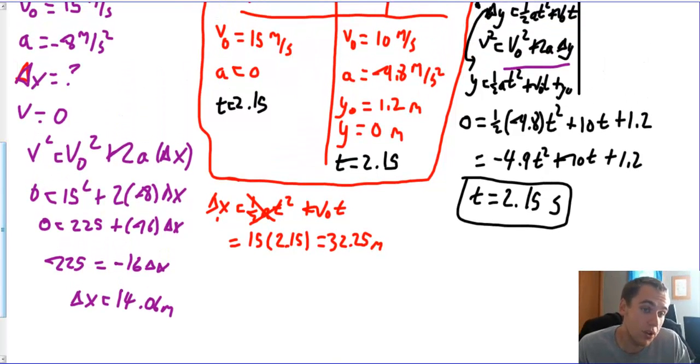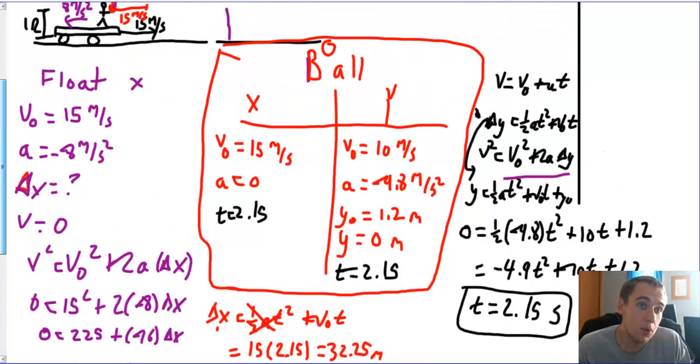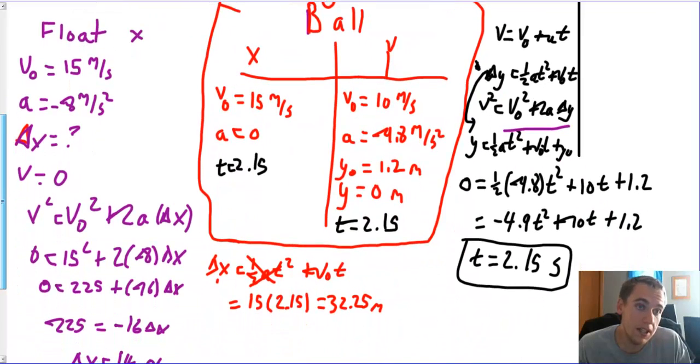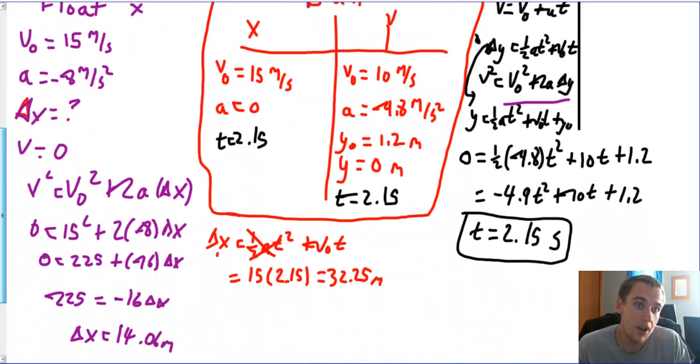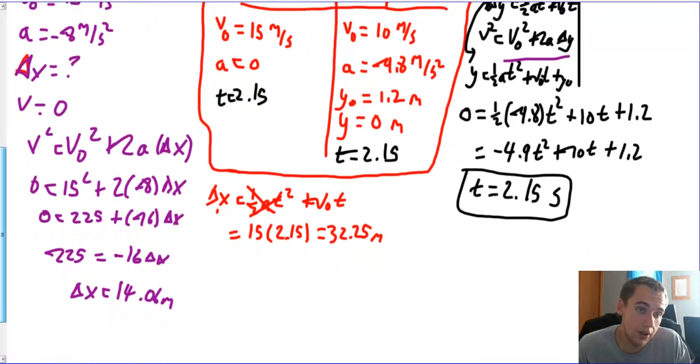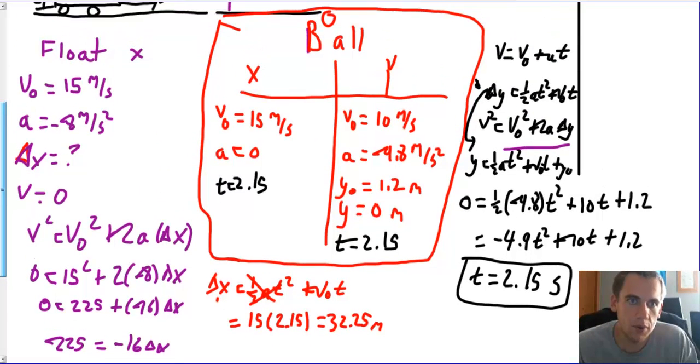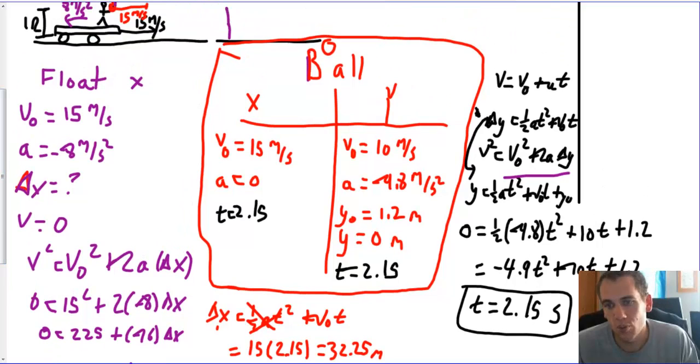Now, there is technically one more thing I should check. I should check to make sure that the float stopped before the ball hit the ground. Okay? Because if it didn't, then the ball actually lands on the float and not on the ground, which changes everything. Okay? I mean, the problem set assumed it lands on the road. Did it? Well, let's just see.